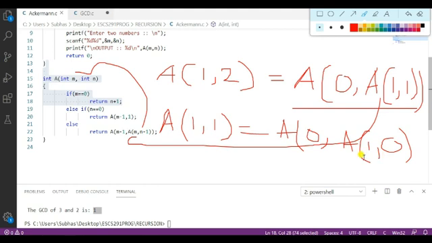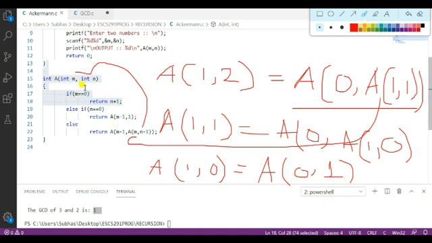I have to find out a of 1 comma 0. Let me calculate the value of a of 1 comma 0, then finally we get the value. Here n is 0, so I will calculate a of m minus 1 comma 1. M is 1, so that is equal to a of 0 comma 1. Now we have to find out what is a of 0 comma 1.